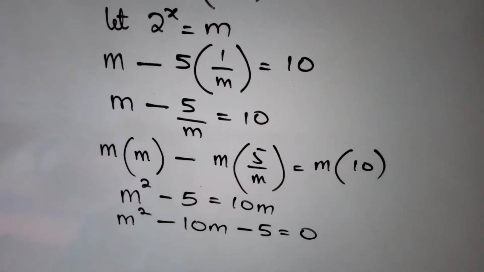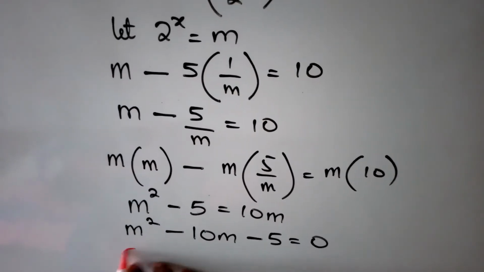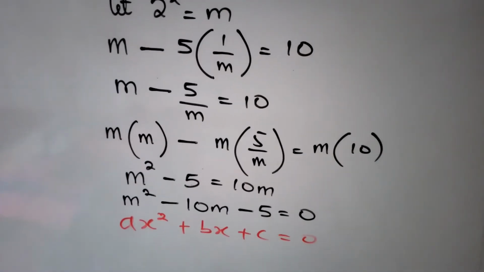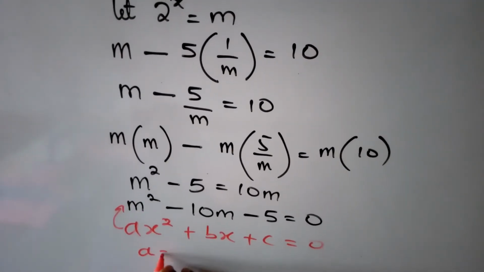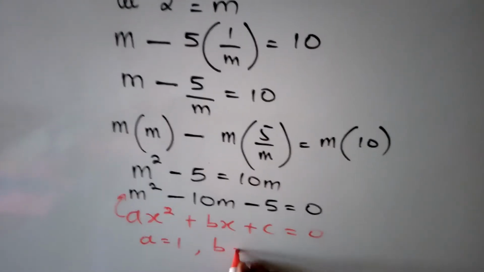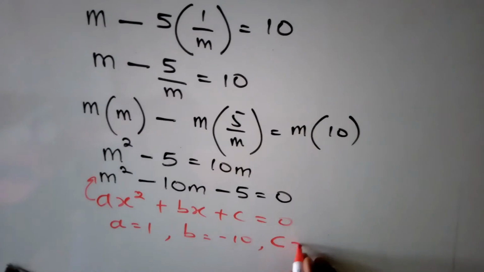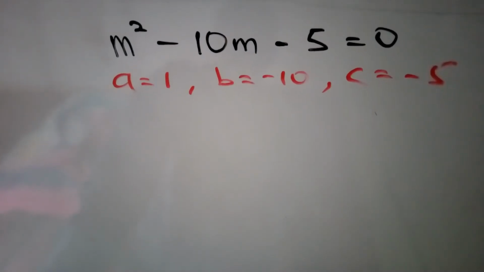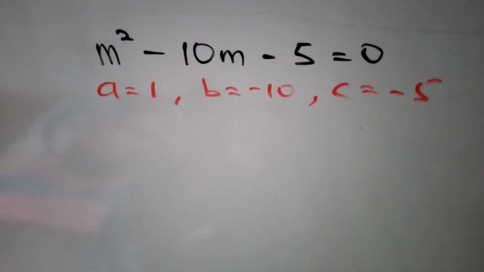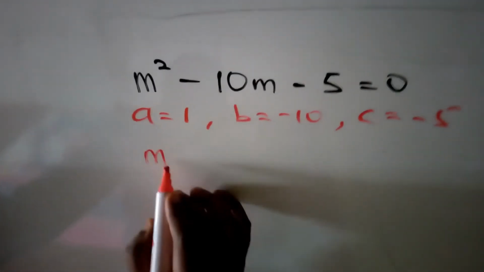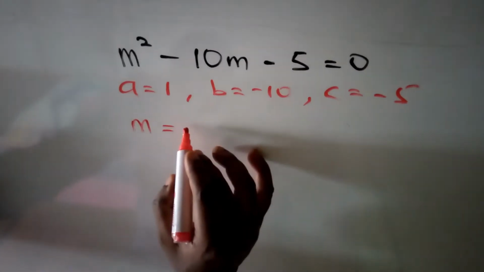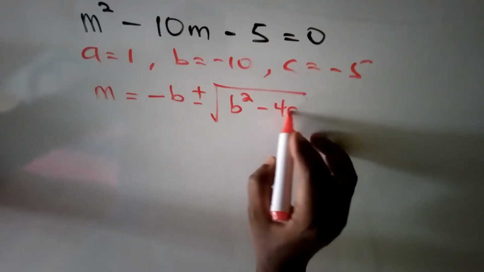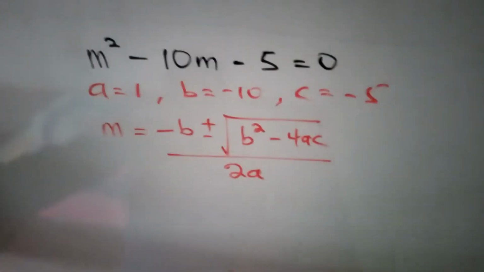Now this we have is a quadratic equation, which is any equation of the form ax squared plus bx plus c equals 0. In this case, our a is equal to 1, our b will be equal to minus 10, and our c will be equal to minus 5. Using the quadratic formula, we have m being equal to minus the b value plus or minus square root b squared minus 4ac all over 2a.